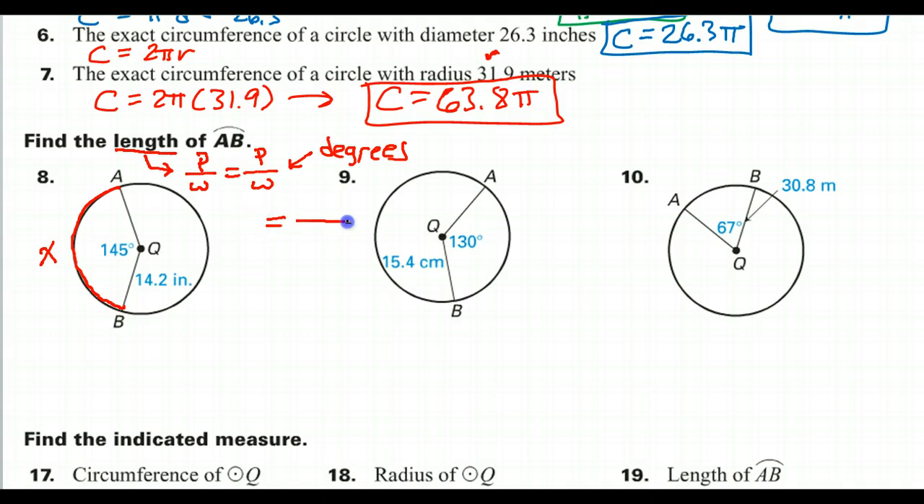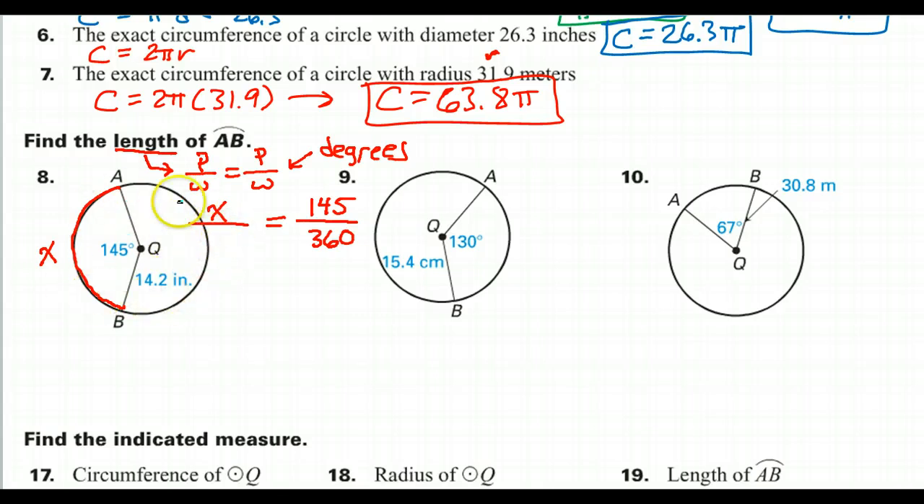Okay, so let's do that. On the right-hand side, part over whole degrees. The partial degrees are 145. The total degrees will always be 360. Now on the left side, let's do part over whole length. The partial length is this yarn, so let's call that X because we don't know it.